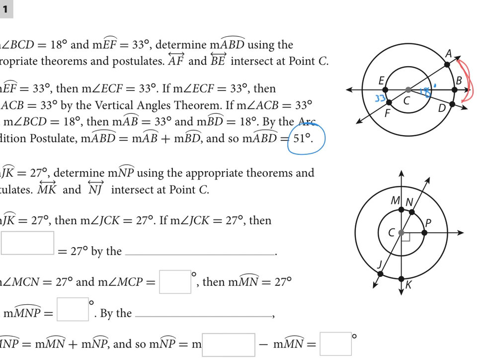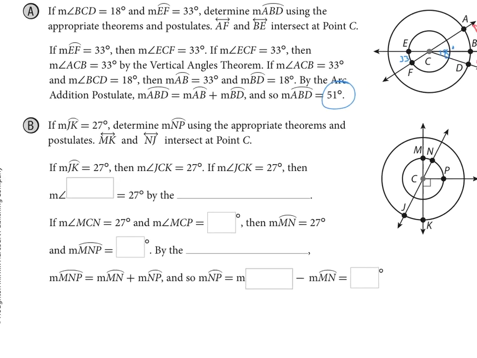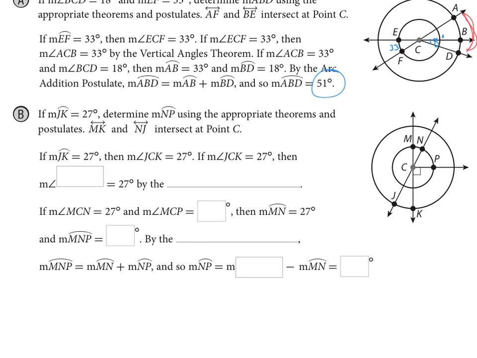Let's look at part B. If the measure of arc JK is 27 degrees, we're going to determine the measure of arc NP here using the appropriate theorem and postulate. Again, we're told that we have two intersecting lines that go across these two concentric circles. So arc JK is 27. Let's write that on the diagram. So that's out here.